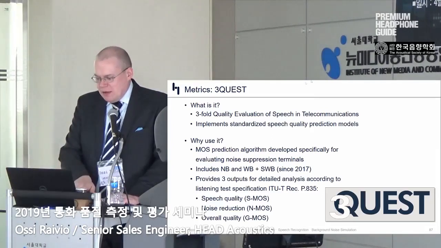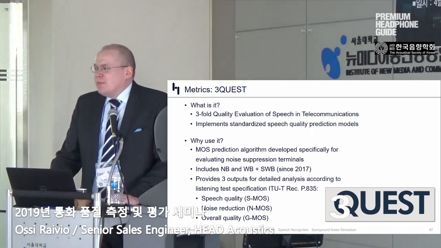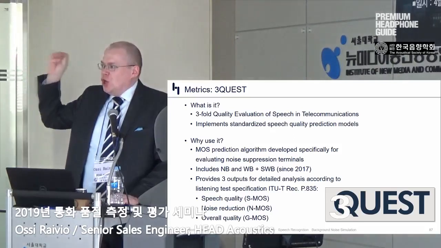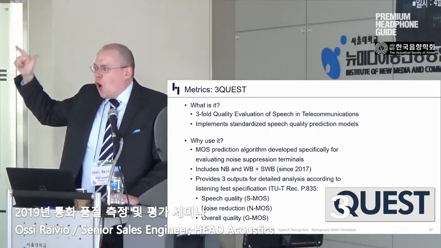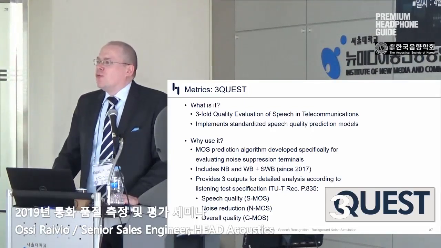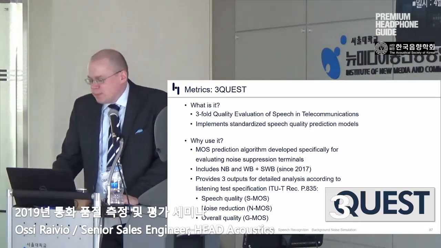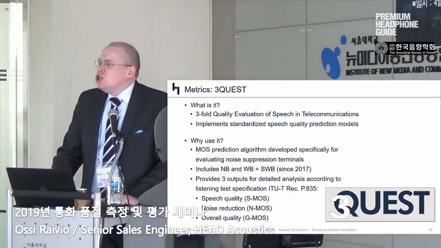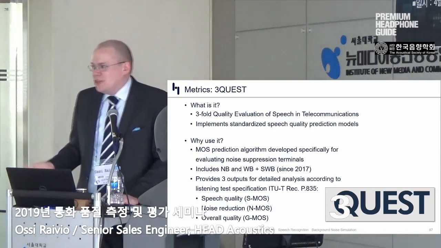And why do we call it threefold quality evaluation? The answer is simply that when you run the test, you get three MOS scores. You get a MOS score for speech, a MOS score for noise, and a MOS score for the total. These are what we call speech MOS, SMOS, noise MOS, NMOS, and the overall quality GMOS, where the G stands for general. So: speech, noise, and general.